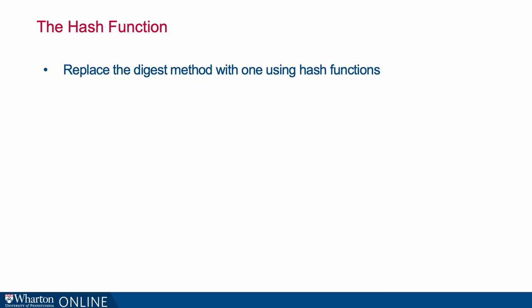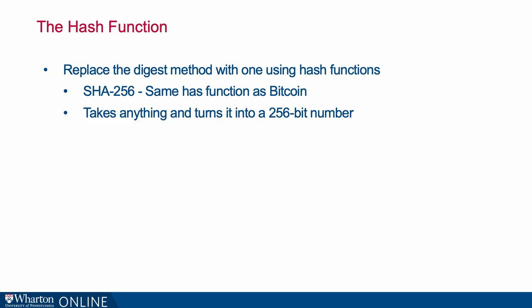So let's see very specifically how this works. We're going to replace my digest method with one using hash functions. I'm actually going to use the same hash function as used in Bitcoin, which is called SHA-256. It will take almost anything that you can type up and turn it into a 256-bit number.